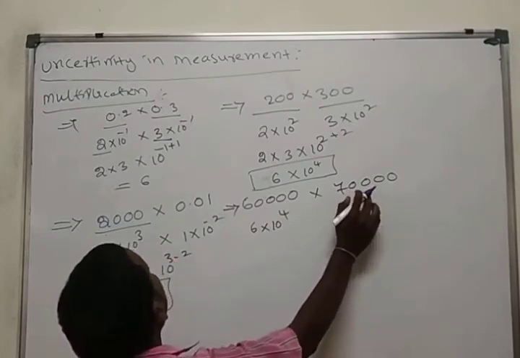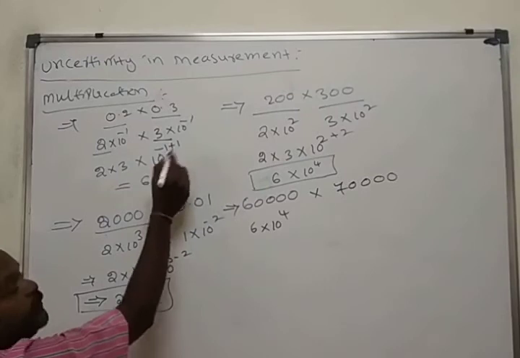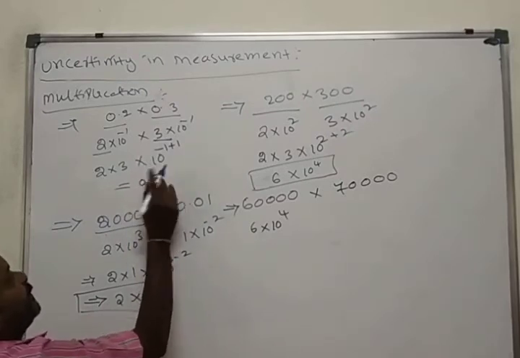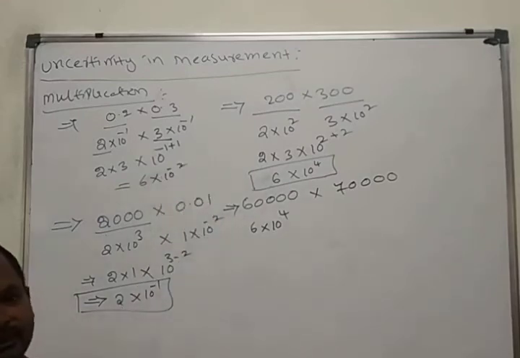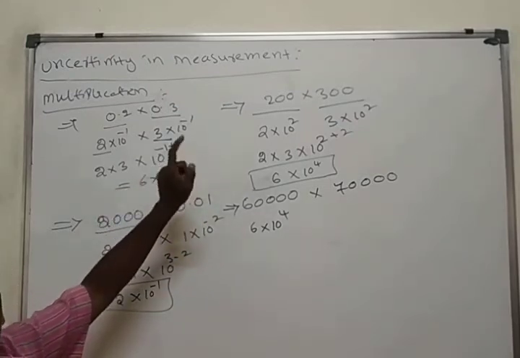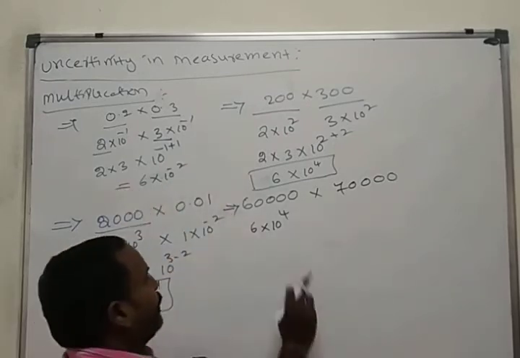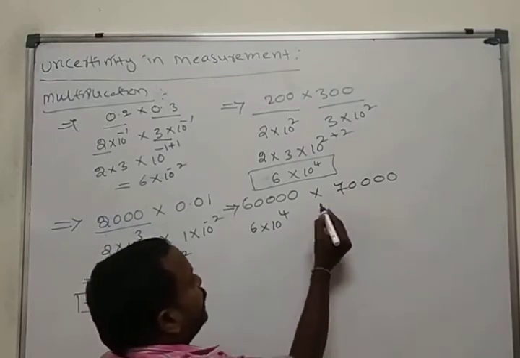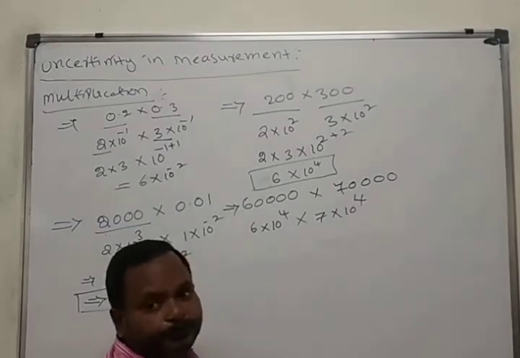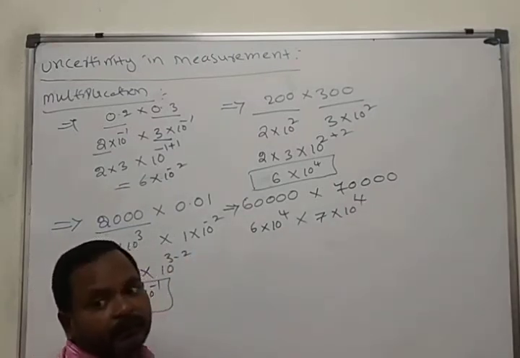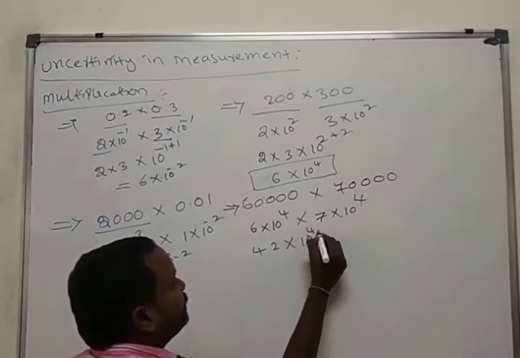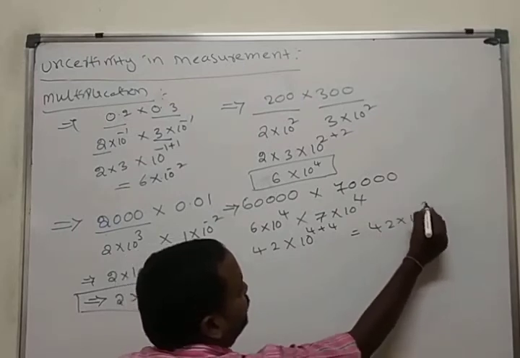Sorry, you correct it here. Okay, here 6 into 10 to the power of 4, into 7 into 10 to the power of 4. 6 sevens are 42, into 10 to the power of 4 plus 4. Here 42 into 10 to the power of 8. Is it right?